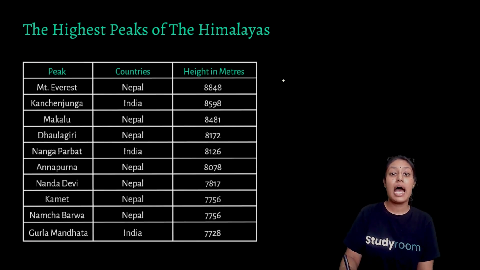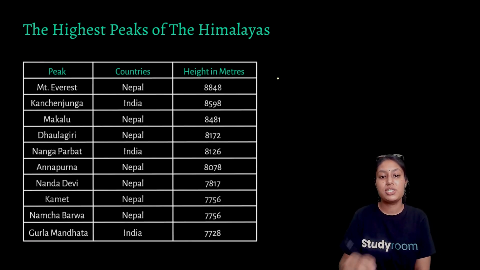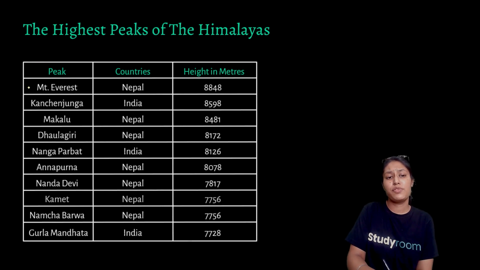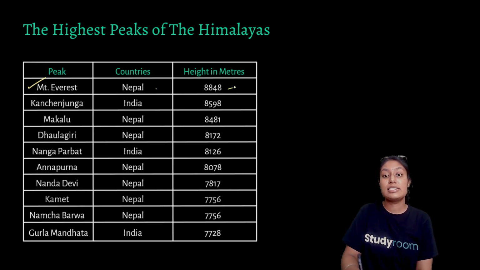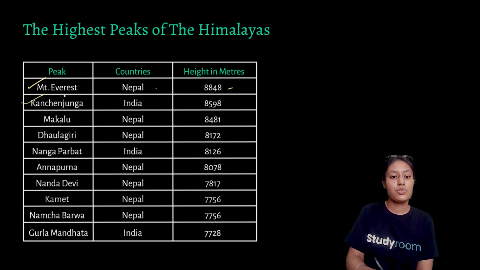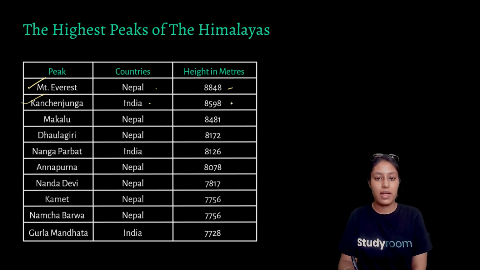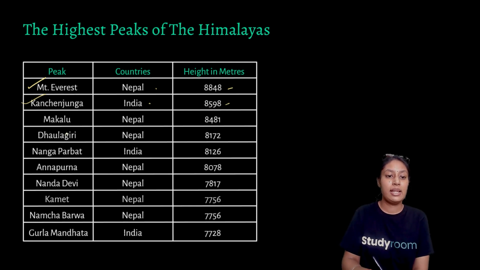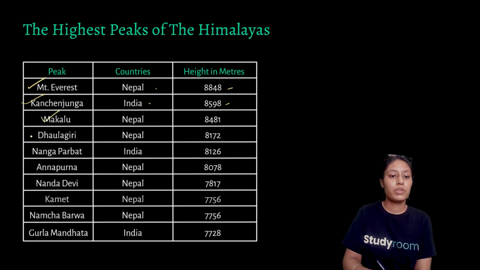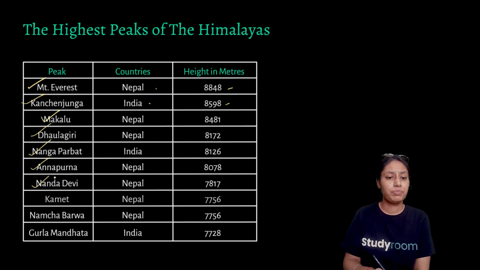Next, we'll talk about the highest peaks of the Himalayas. The highest peak, of course, as everybody knows, is Mount Everest, which is in Nepal, and the height is 8,848 meters. Next is Kanchenjunga, which is in India, and its height is 8,598 meters.